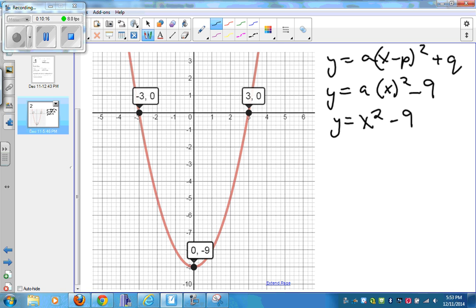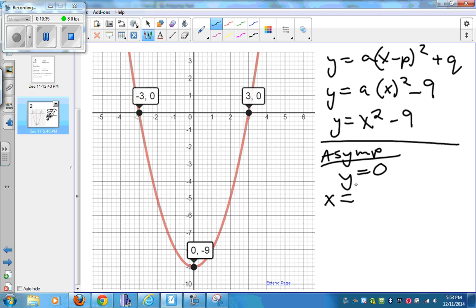Step 1 is done. Step 2, I need to find my asymptotes. Okay, I always have the asymptote y equals 0. That's a given. Now to find my vertical asymptotes, I have to find out where y is 0, and that happens at 2 points, -3 and 3. So the equations of the vertical asymptotes are x equals -3 and x equals 3.